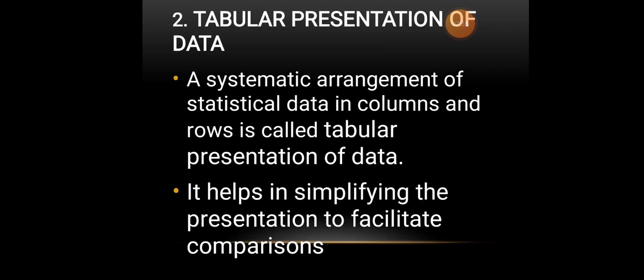The next presentation of data is tabular presentation of data. Tabular means table presentation of data, a systematic arrangement of statistical data. Statistical data means the data which we have collected earlier, maybe with the help of a census or a sample survey. The systematic arrangement of statistical data in columns and rows is called tabular presentation of data, based on the horizontal rows and the vertical columns. For example, recently you had the PTM. How was the data, the marks, given to you? It was in table form.